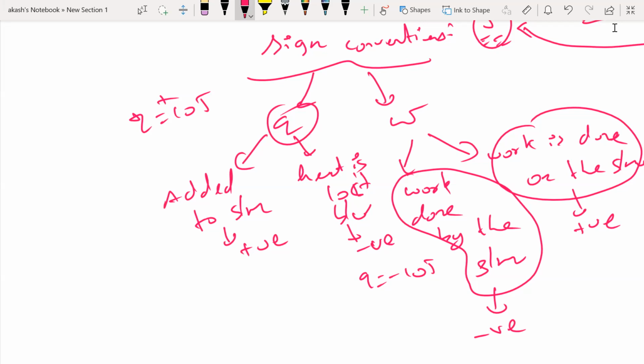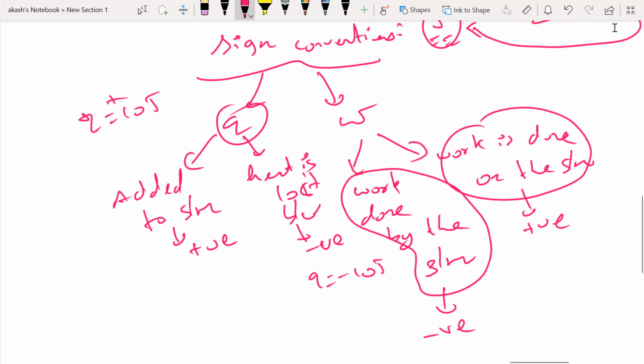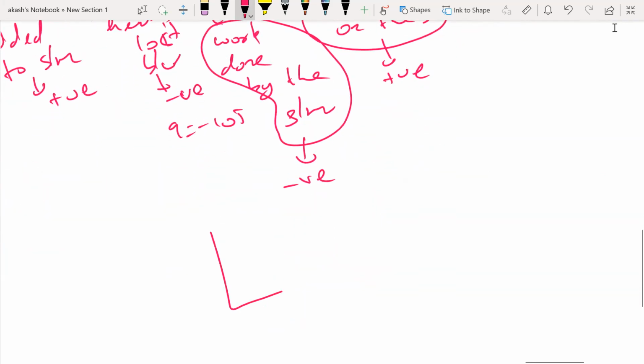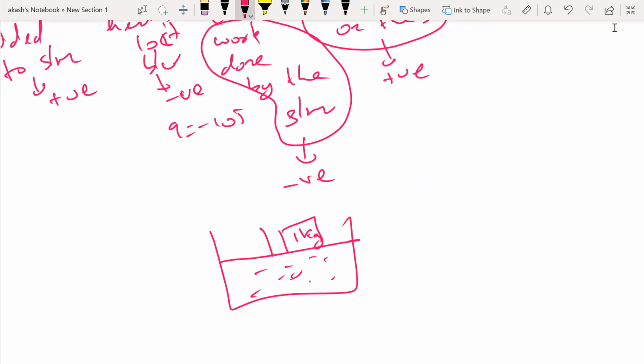Now, how are we going to understand this? It is very simple, people. See, one situation is like this. We have a piston like this, and say I have a 1 kg box on top of this. It is in equilibrium. The piston is not moving. The pressure of the gas and the pressure exerted are the same. That's why the piston is not moving.